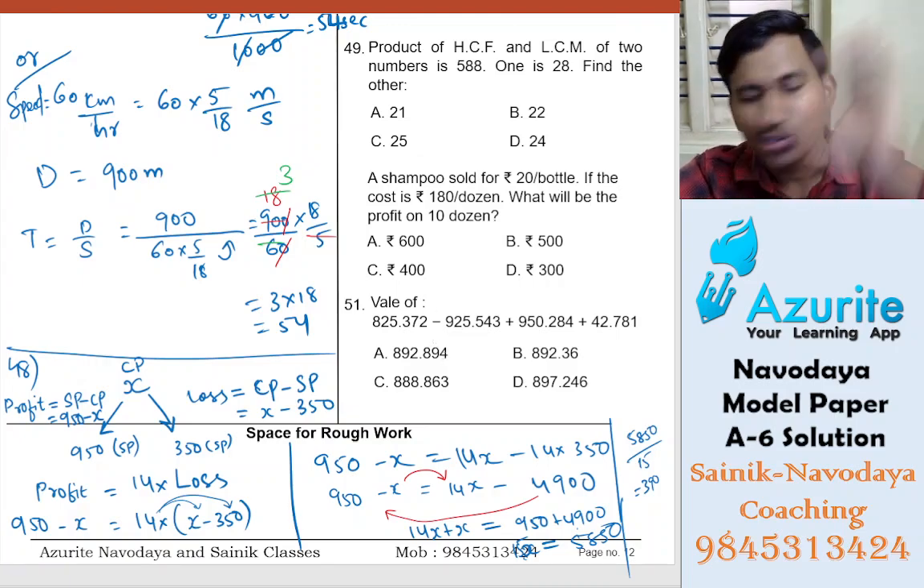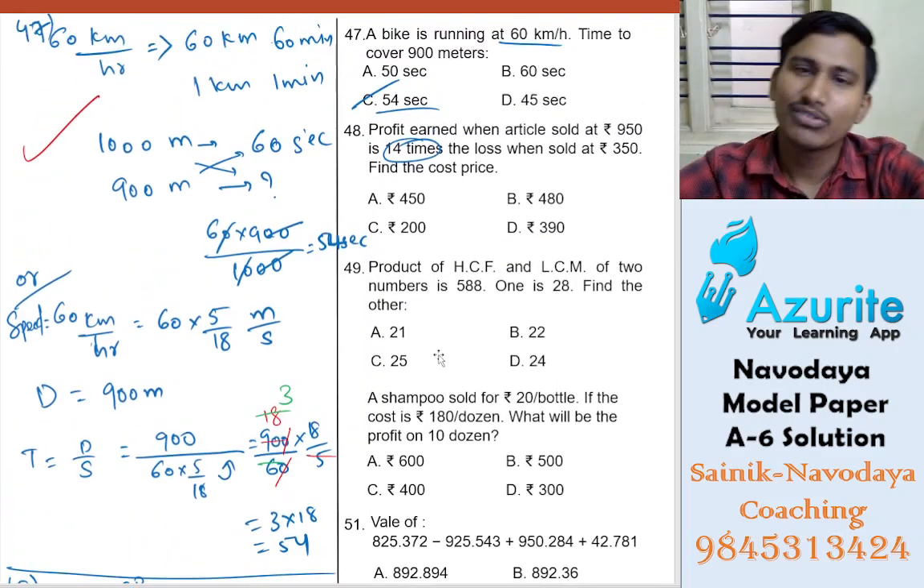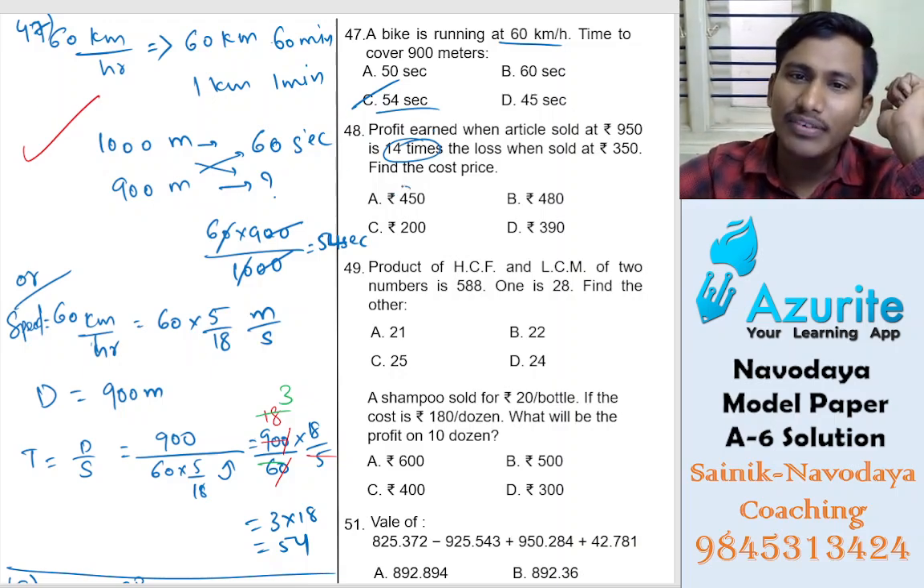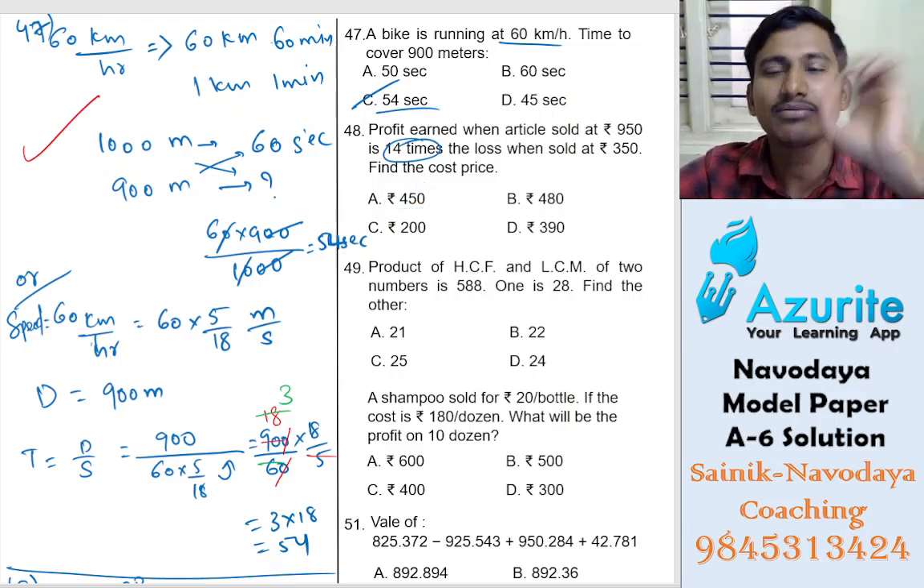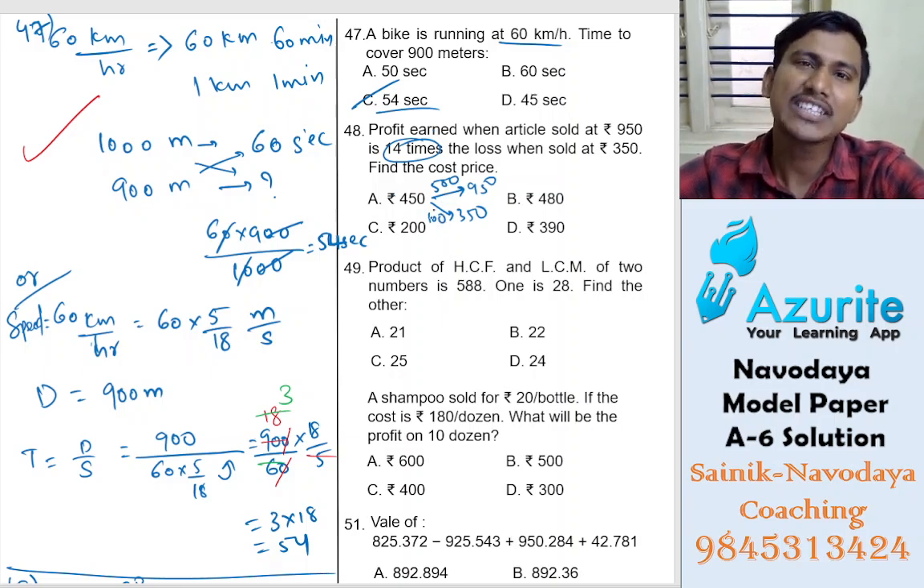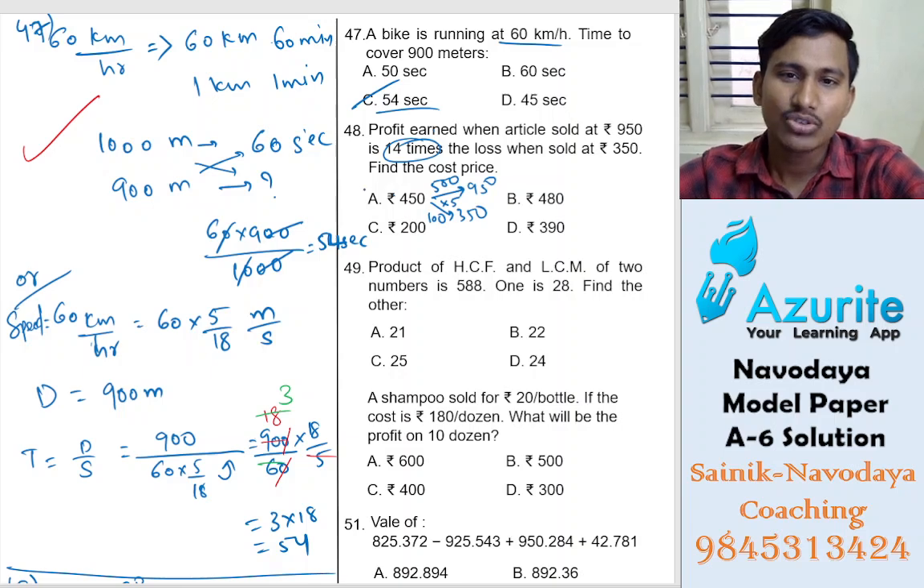This is very difficult. You don't do this method. We'll go with options. So if you consider 450 is the answer, it should become 14. If you minus 950 here, what is the profit? If you sell 950 and 350, here profit is how much? 500. Here 100. So it is not 14 times, 100 and 500, it is 5 times. Not possible, right? So that is why A is not the answer.